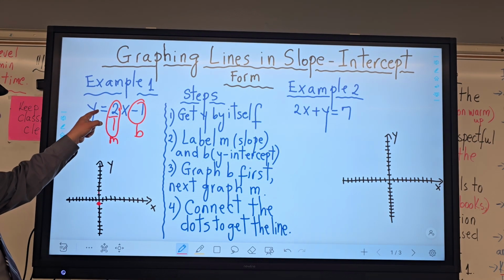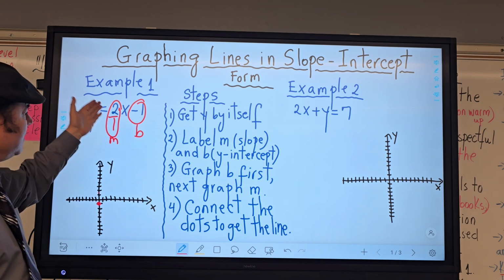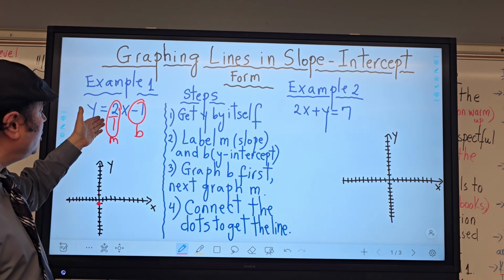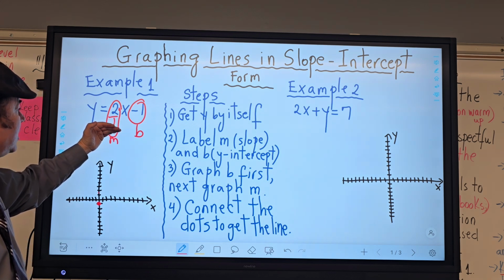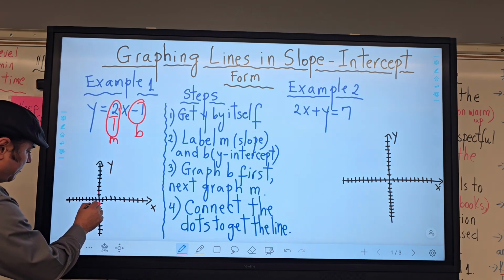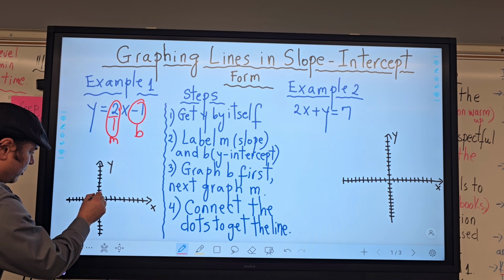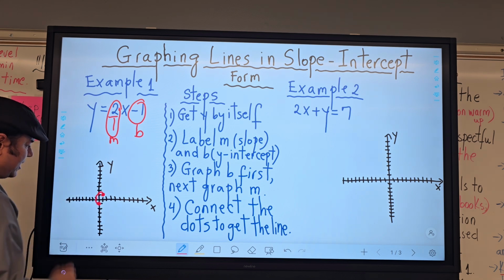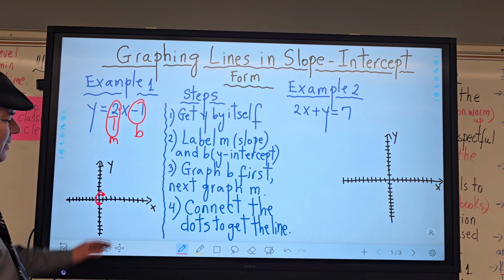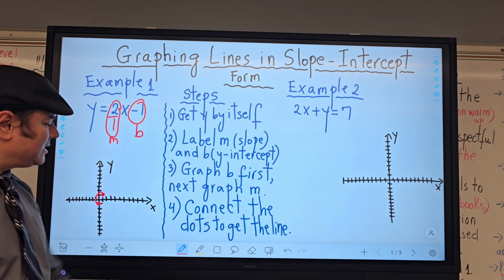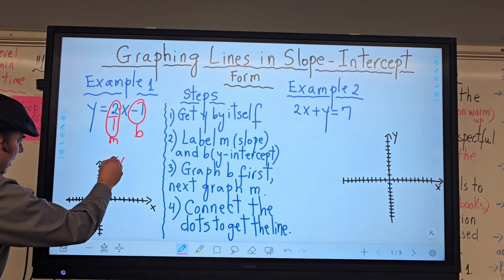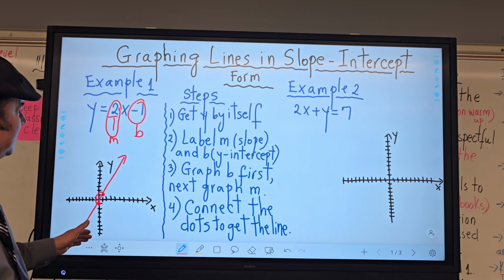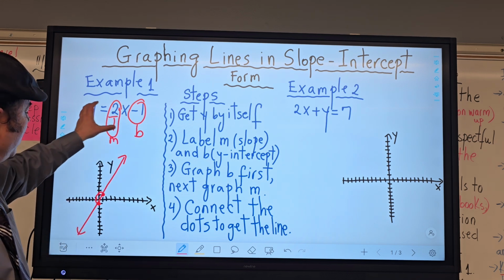And then from there we are going to go, the rise, 2 is positive, so we are going 2 units up, and then 1 unit to the right because 1 is positive. So 2 up, 1, 2, and 1 unit to the right, and then we get the second dot. And finally, step number 4, let's connect the dots. And voila, this is our line. This is our line for this equation.